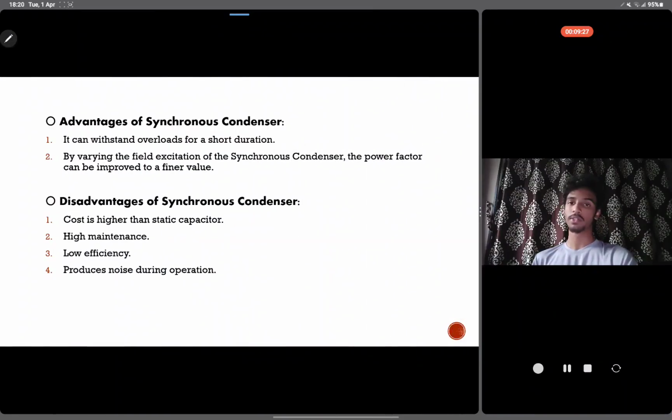The advantage of synchronous condenser is it can withstand overloads for a short duration. By varying the field excitation of the synchronous condenser, the power factor can be improved to a final value. Coming to the disadvantages, cost is higher than the capacitor, and it has high maintenance and low efficiency as well, and produces noise during operation because it works on the motor principle.